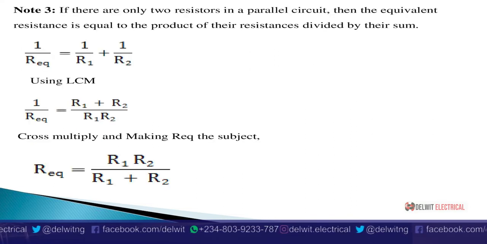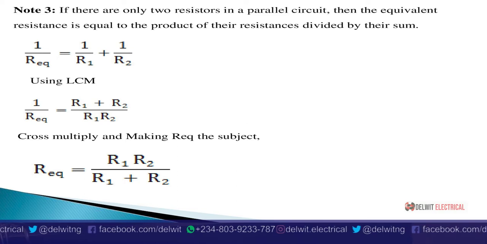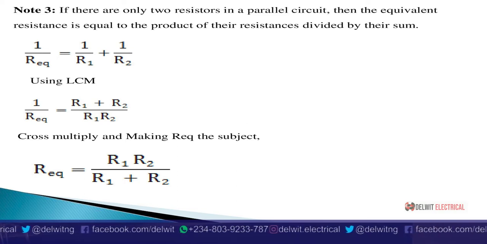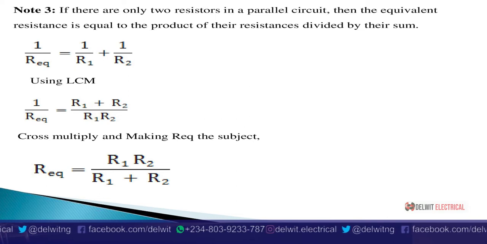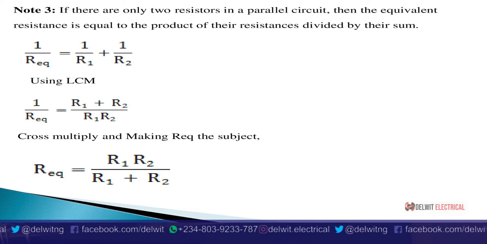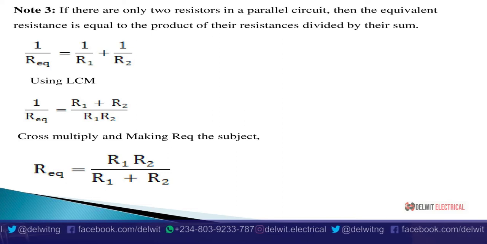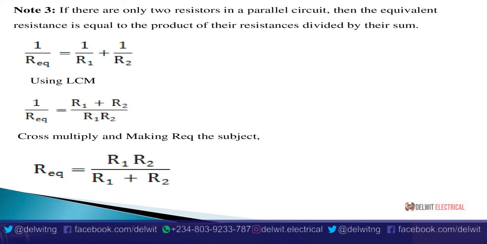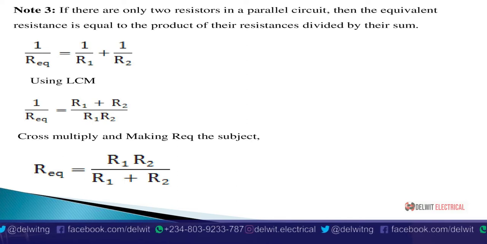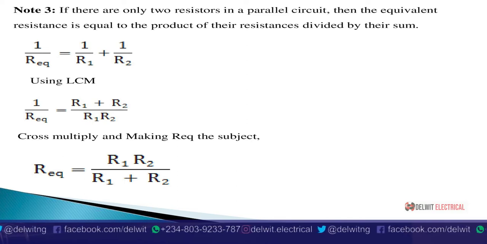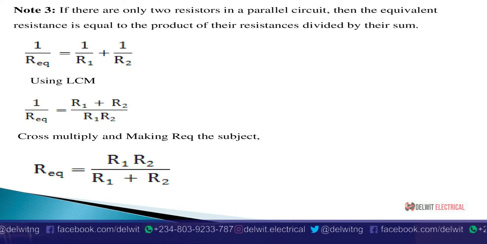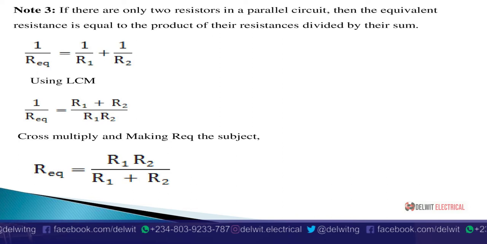Then number 3, one thing you need to note: if there are only 2 resistors in parallel, it's very easy. There is no need for you to do any long calculation, as the LCM will help us solve that. We have an easy way to get that. It's the product of the 2 resistors divided by the sum of the 2 resistors that will give you your equivalent resistance.